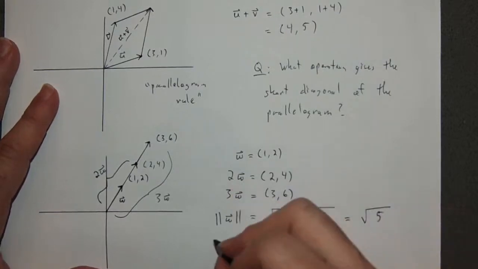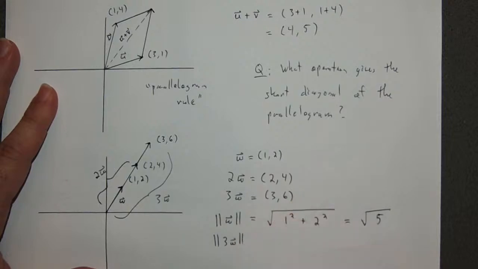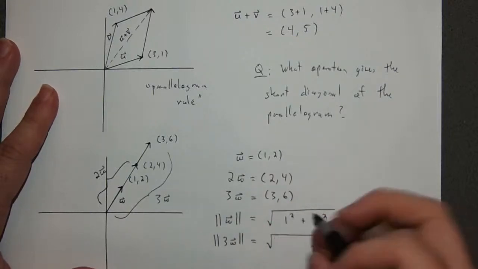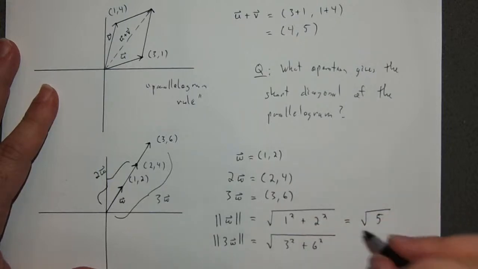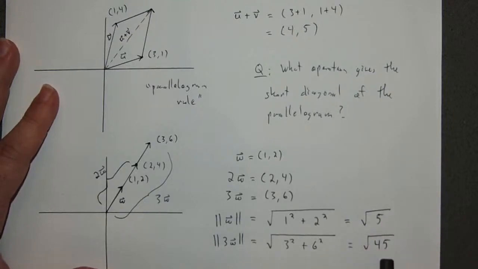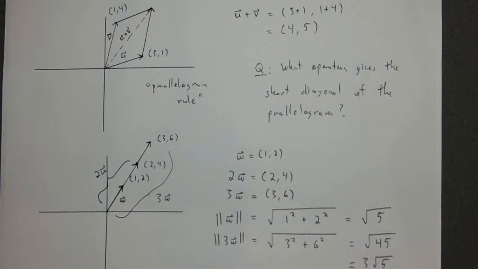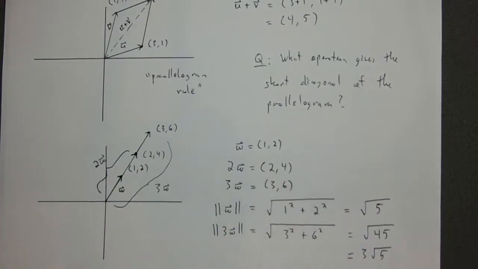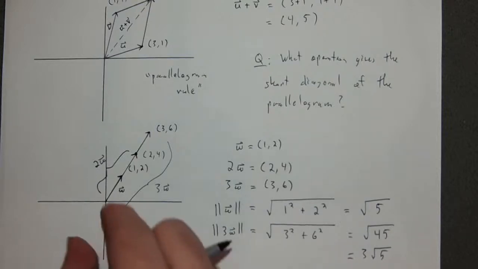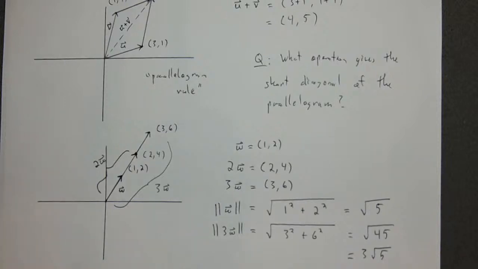Okay. What's the length of 3w? Well, this is the square root of 3 squared plus 6 squared, which is the square root of 9 plus 36, which is 45. Square root of 45, but 45 is 9 times 5. Right? 9 is a perfect square, so I can take the square root of that, and what I get is 3 times the square root of 5. So 3w is 3 times the length of w. Okay. So it's called scalar multiplication, and the scalars themselves are called scalars because multiplying by them scales the length of the vector. Okay, it was clear from the picture, but it's nice to see it all written out like this.